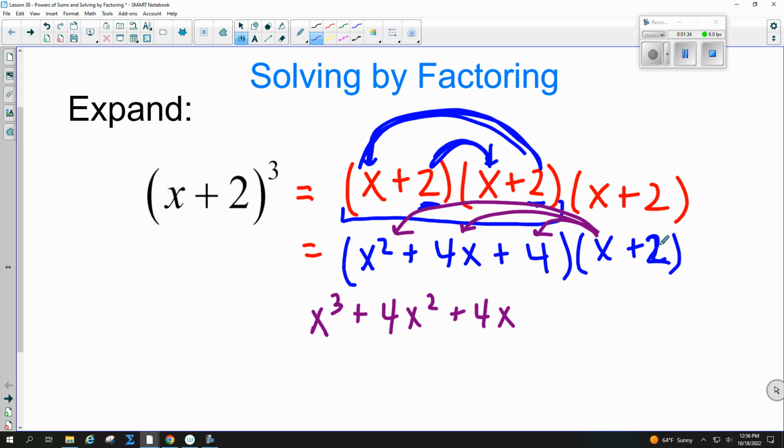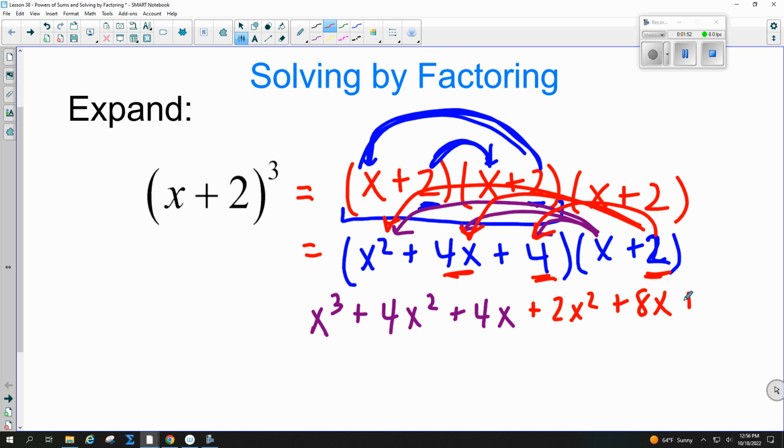Then we distribute the 2 all the way through. So now the 2 has to multiply to each term. So I'm going to do the 2 times the x squared, which is 2x squared. Then I'm going to do the 2 times the 4x, which is 8x. And then I'm going to do the 2 times the 4, which is 8. Okay, so you just have 6 terms all in a long line.